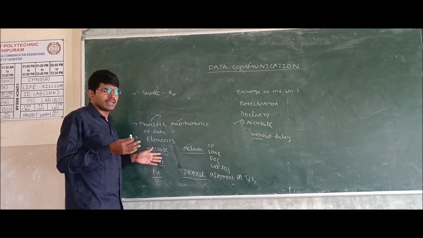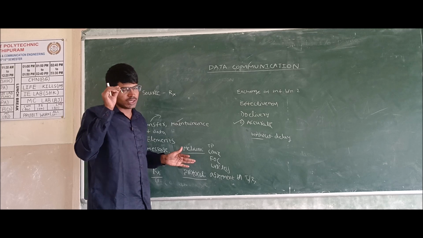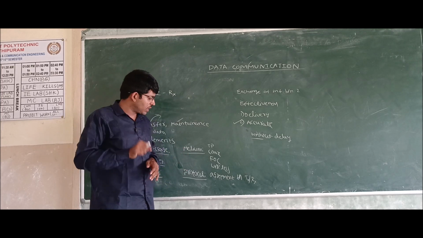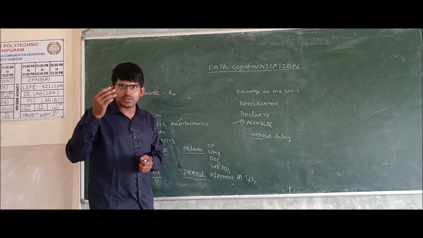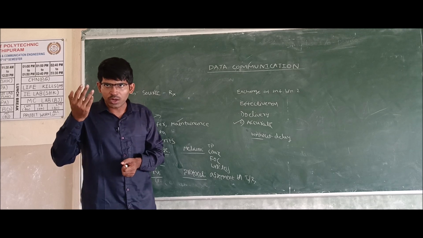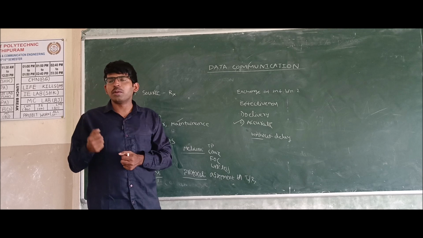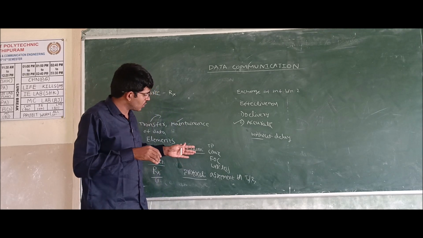Next, among the elements of data communication, one sender should be there to send the data, and one receiver should be there to receive the data. And the medium is important: how you are sending the data, whether in twisted pair cable or coaxial cable, or in fiber optic cable, or in wireless communication. These things are also important to us, the medium.